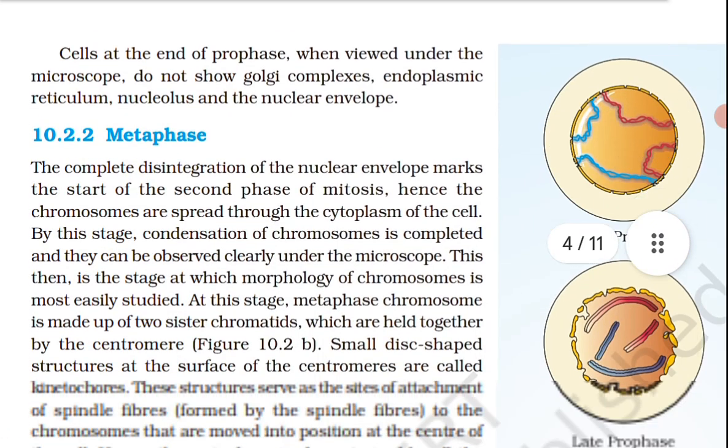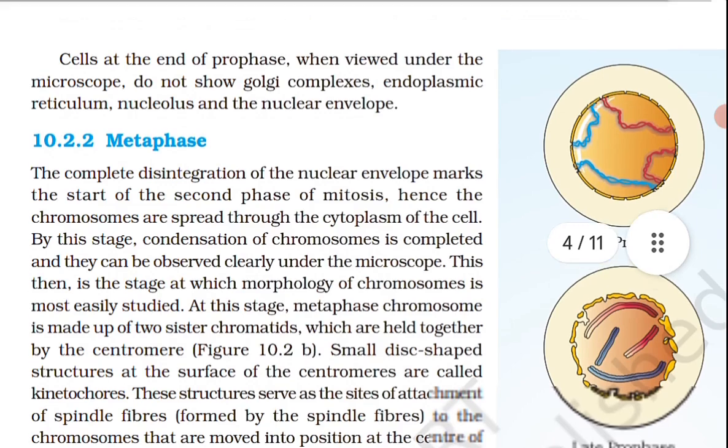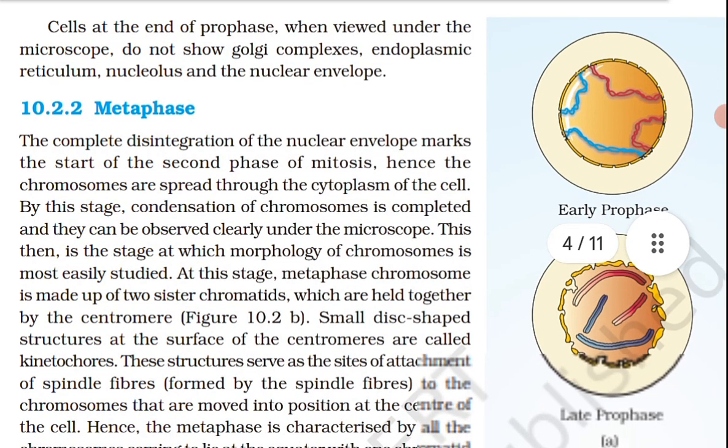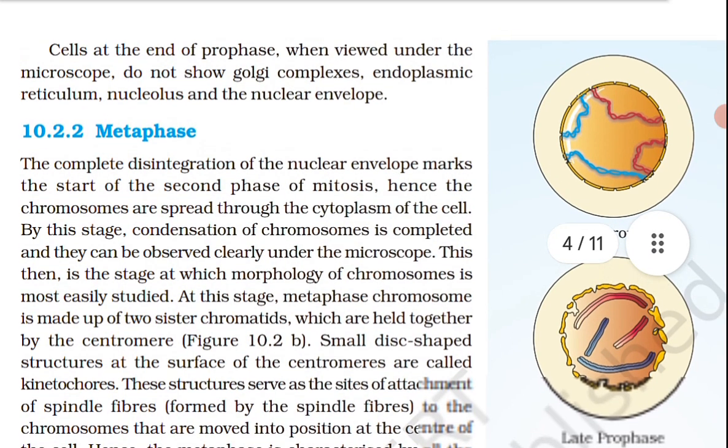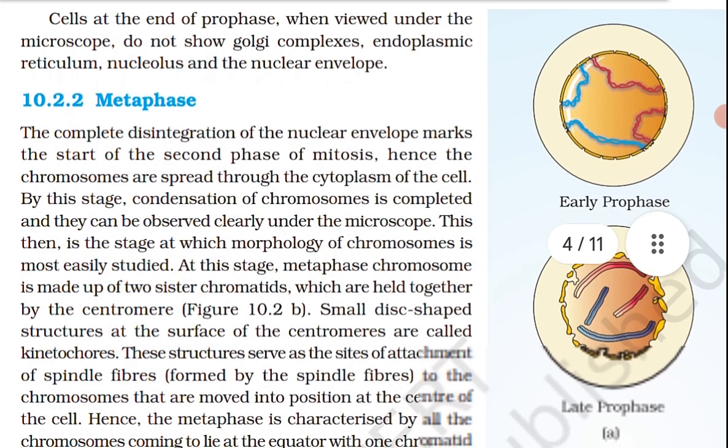Hence, metaphase is characterized by all the chromosomes coming to lie at the equator with one chromatid of each chromosome connected by its kinetochore to spindle fiber from one pole and its sister chromatid connected by its kinetochore to spindle fiber from the opposite pole. Means दोनों pole से खींच जाओ.